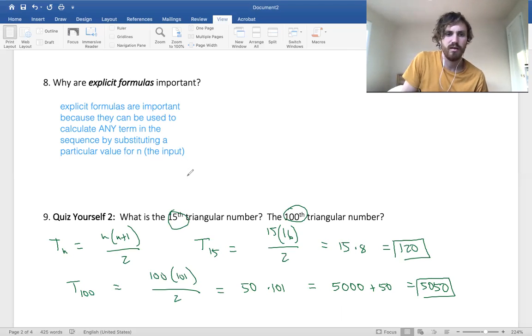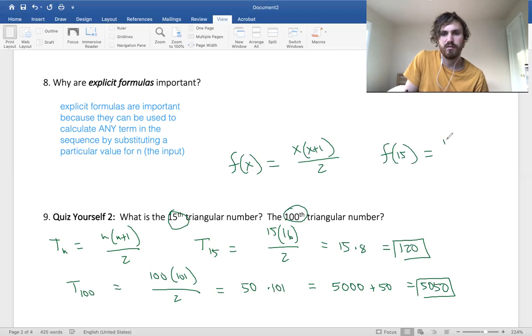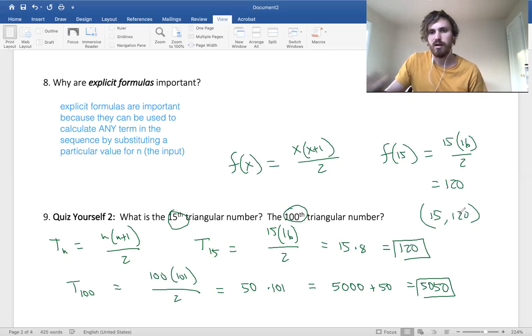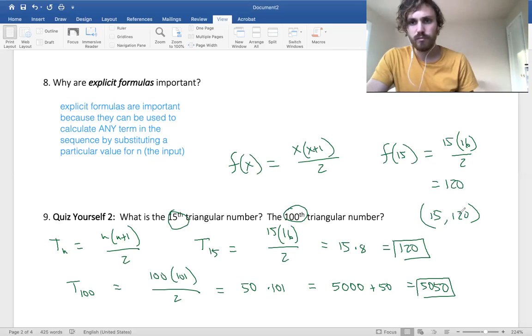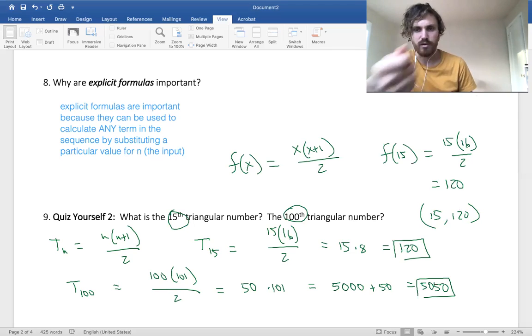In the same way that if this had been written as f of x equals x times x plus 1 divided by 2, we could have said that f of 15 is equal to 15 times 16 divided by 2, which equals 120. And the point here is 15, 120. There's an input and there's an output. It's just that we're using a new notation because we are restricting our inputs to positive integers.